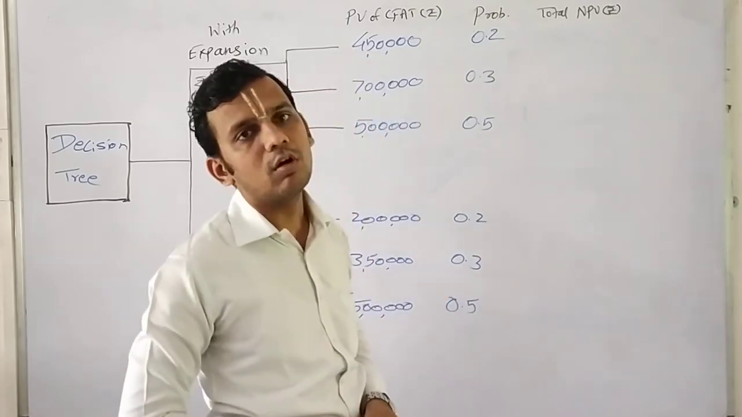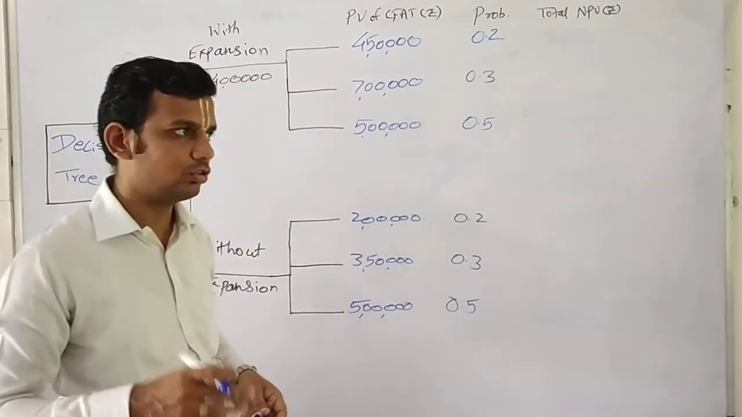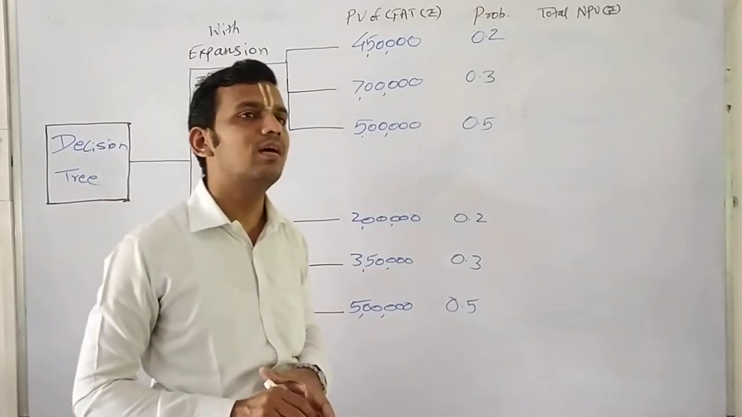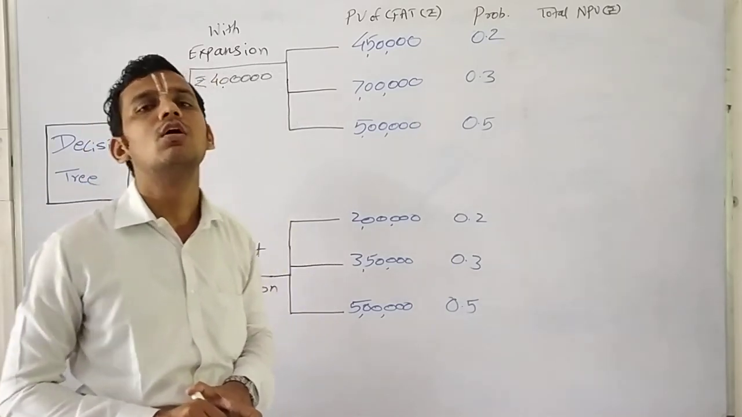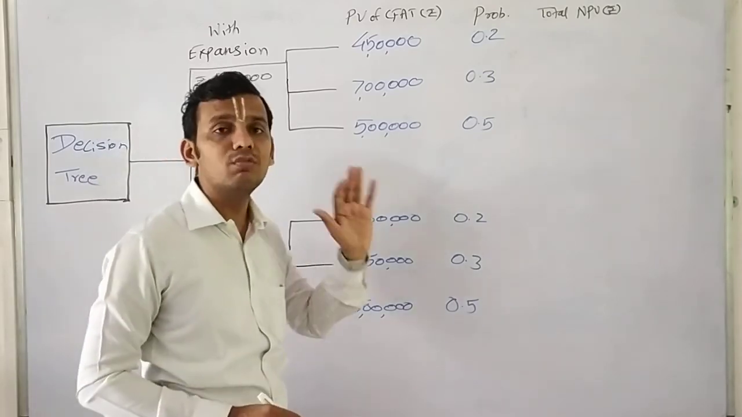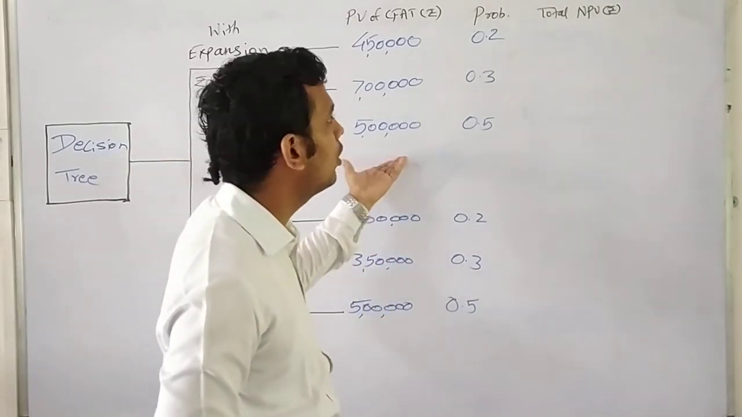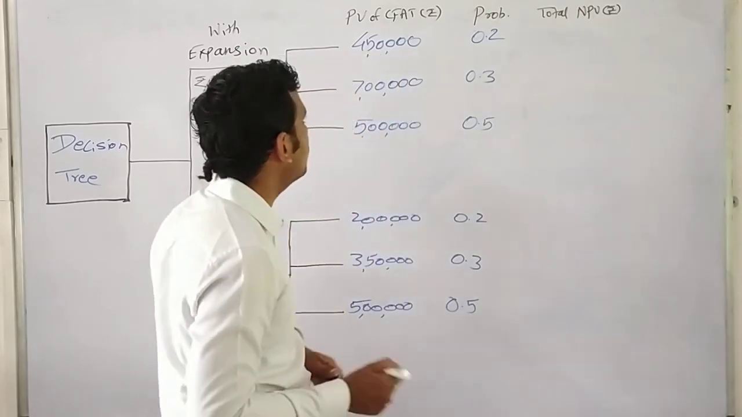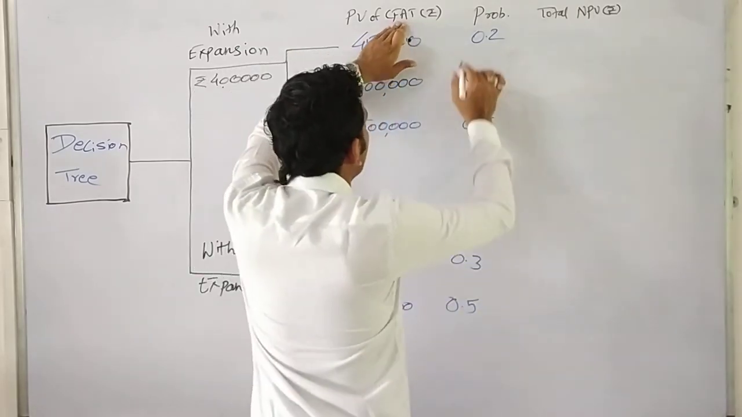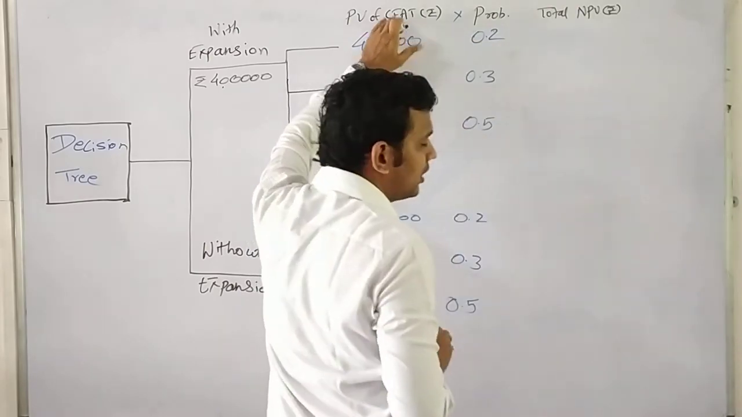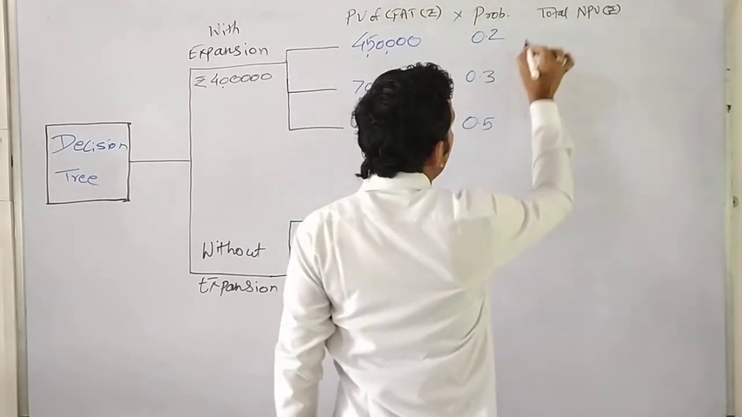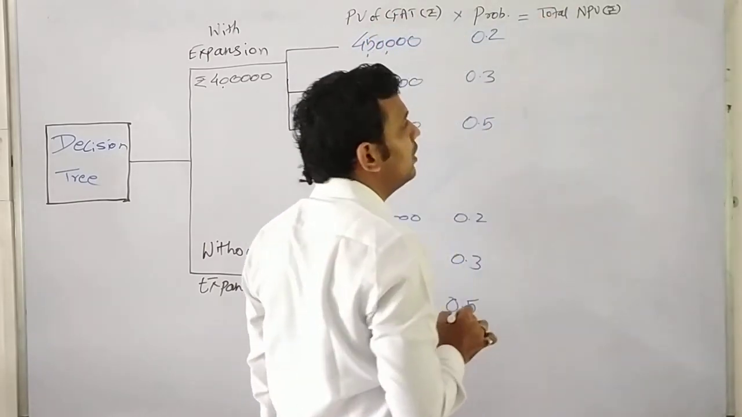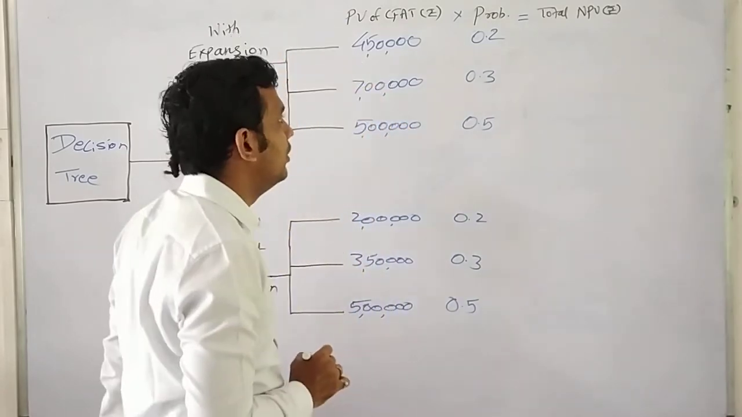Now, for the purpose of checking the feasibility, the question says to suggest or advise whether the expansion is feasible or not. For checking the feasibility of expansion, we have to calculate the total NPV. For that purpose, we have to multiply present value of cash inflows after tax with probability, so that we could arrive at a decision of total NPV.